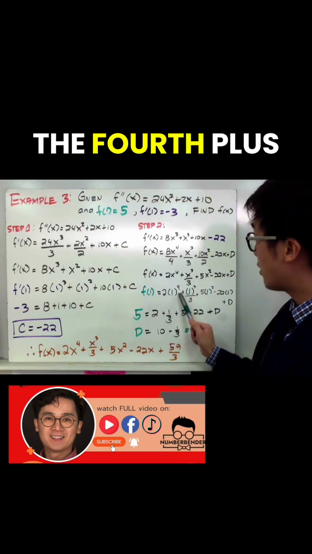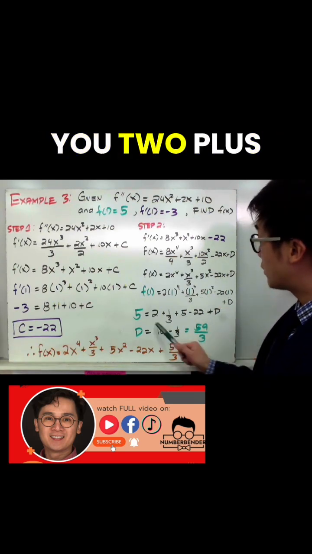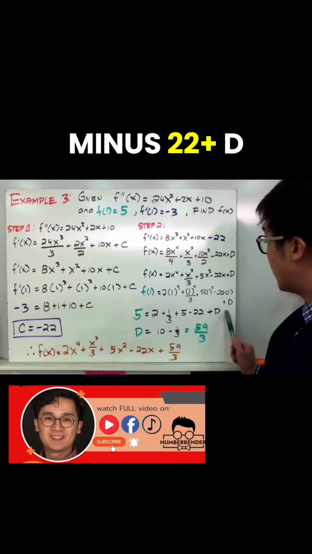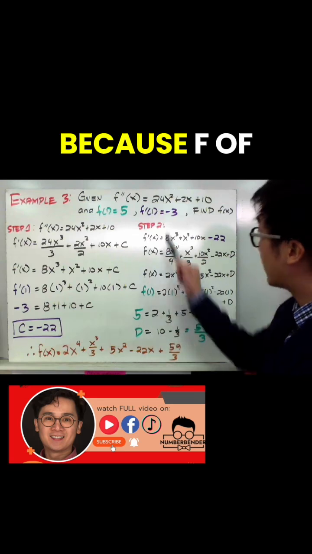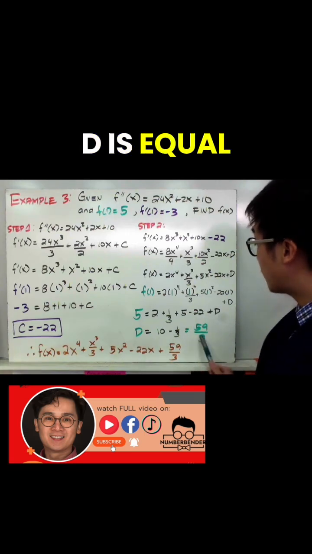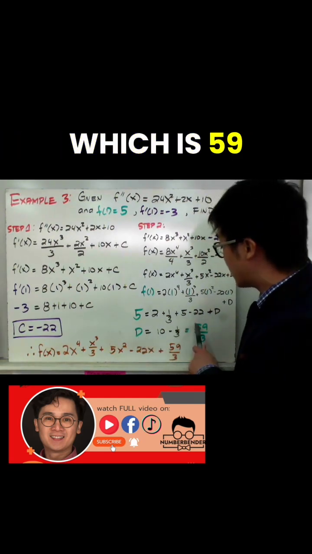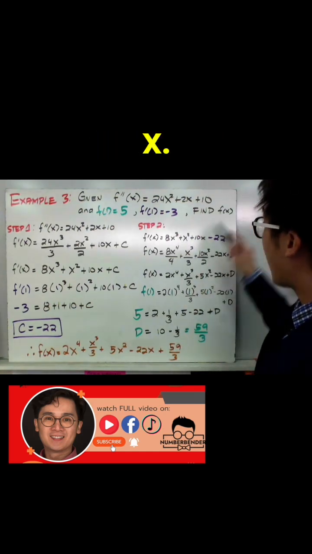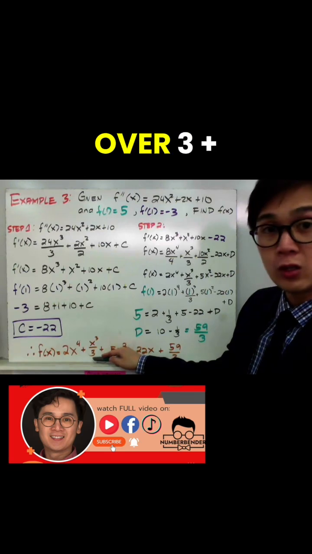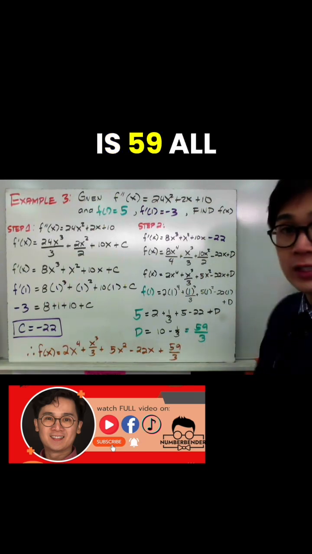So you have 2 times 1 to the fourth plus 1 cubed all over 3 plus 5 times 1 squared minus 22 times 1, which gives you 2 plus 1/3 plus 5 minus 22 plus d equal to 5, because f of 1 is equal to 5. Now by solving your equation, d is equal to 59 over 3. So by finding the value of your last constant, which is 59 over 3, we'll be able to find f of x. So f of x is therefore 2x to the fourth plus x cubed all over 3 plus 5x squared minus 22x plus d, which is 59 all over 3.